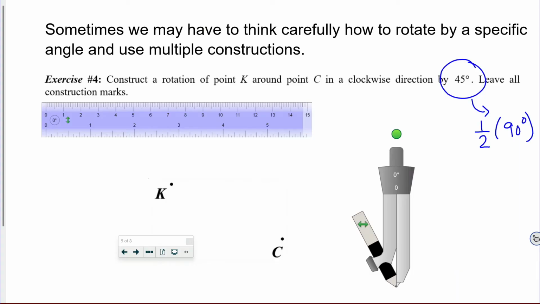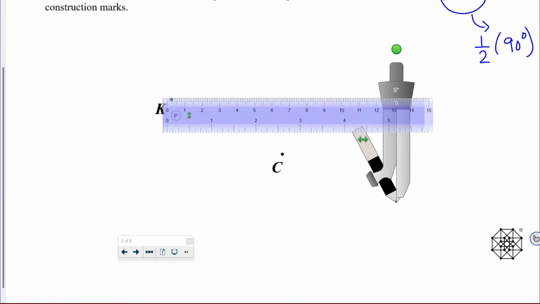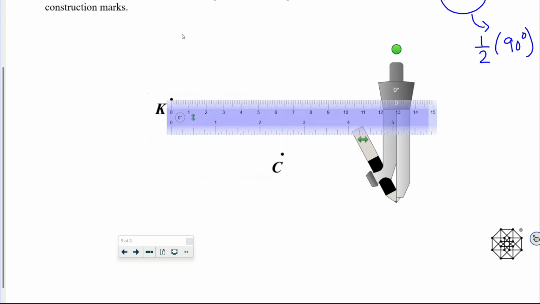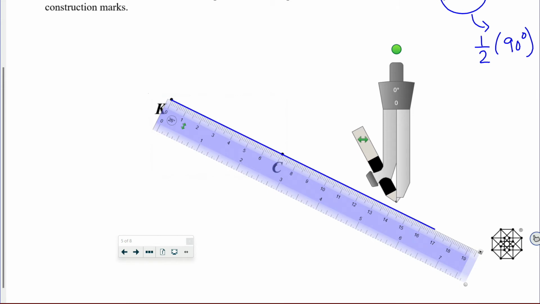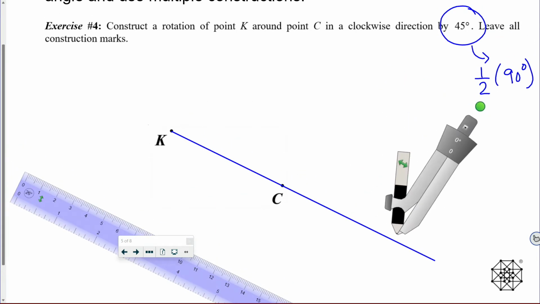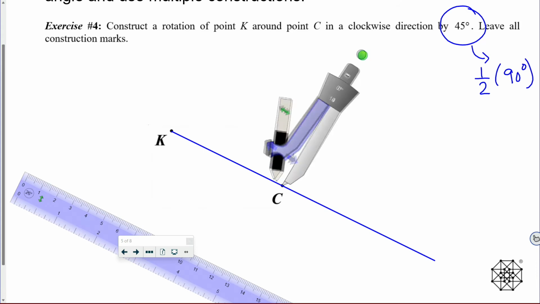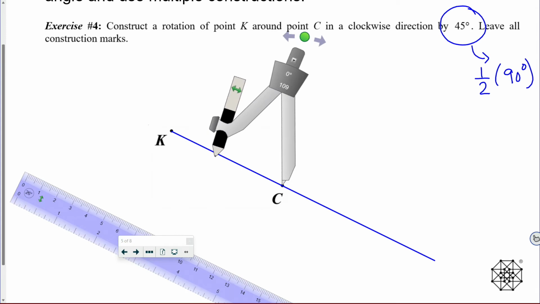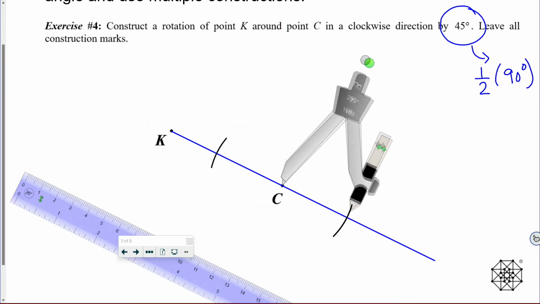Let's do it. Now again, we're going in a clockwise direction, so the first thing I'm going to do is actually pretty much exactly what I've done in the last few constructions. I'm going to construct this 90-degree angle. First, I'm going to draw a line from my image point through my center point, and then I'm going to construct a perpendicular line through that line, centered and passing through point C. Okay, so this is going to look awfully familiar to what we just went through. All right, so I make that, and I make that.